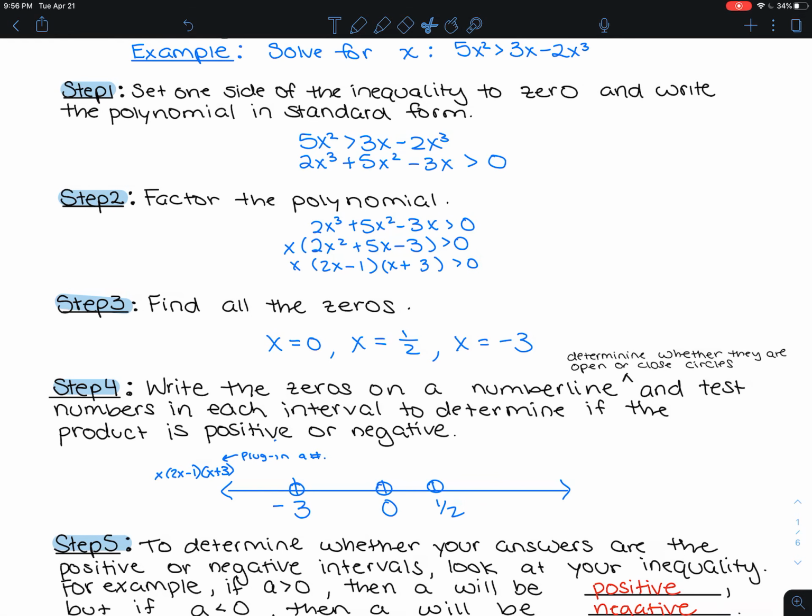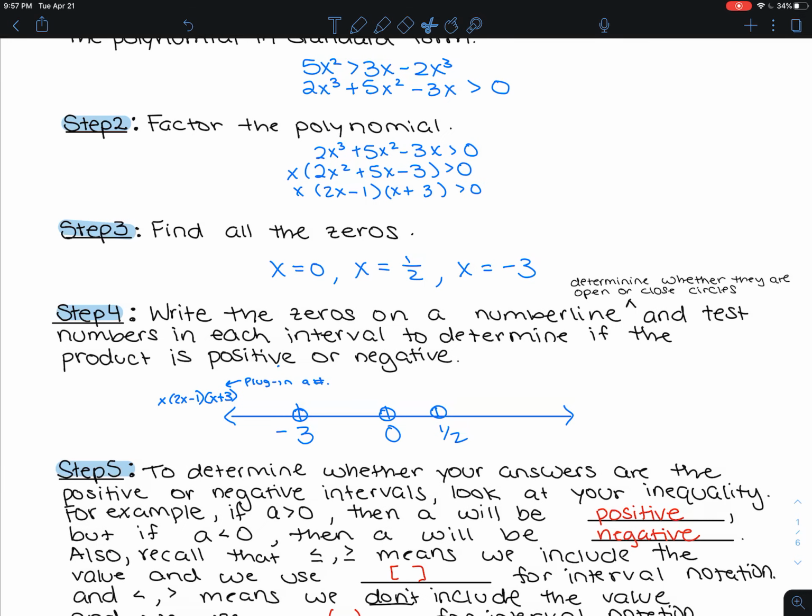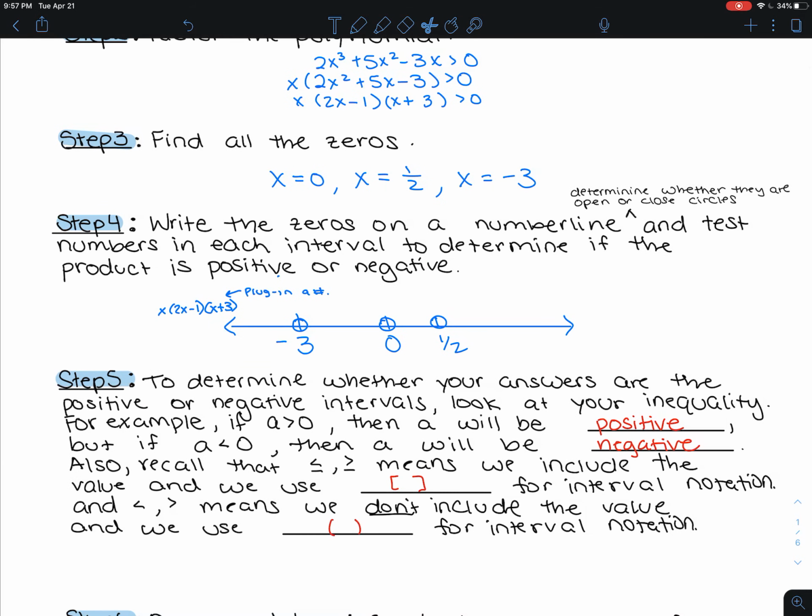Okay. So now that we have open circles, I want to determine whether I have positive answers for each interval or negative. Now notice that we have 4 intervals. Our first interval is from -infinity to -3. Our second interval is from -3 to 0. Our third interval is from 0 to 1/2. And our last interval is from 1/2 to infinity. So we have 4 intervals that we need to test.